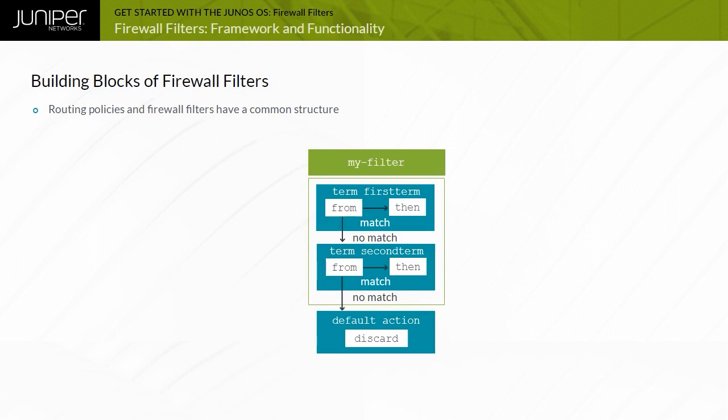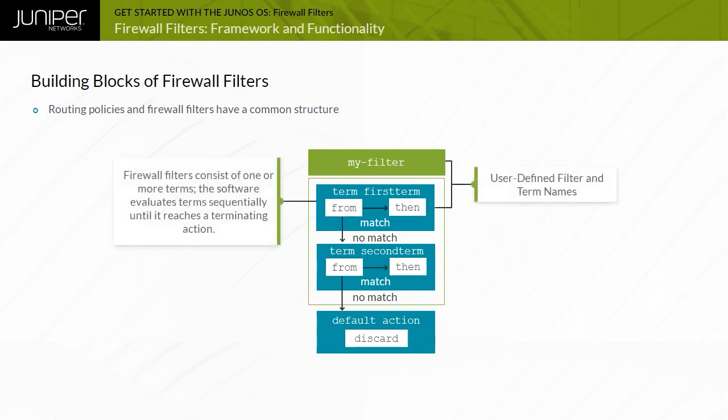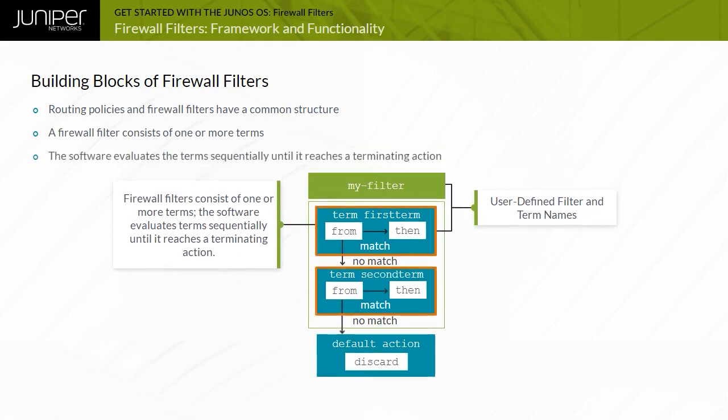Although routing policies and firewall filters serve different purposes and have different match and action conditions, they both have a common structure. As with routing policy, the fundamental building block of a firewall filter is the term. A firewall filter consists of one or more terms. The software evaluates the terms sequentially until it reaches a terminating action. A term contains 0 or more match conditions and 1 or more actions.